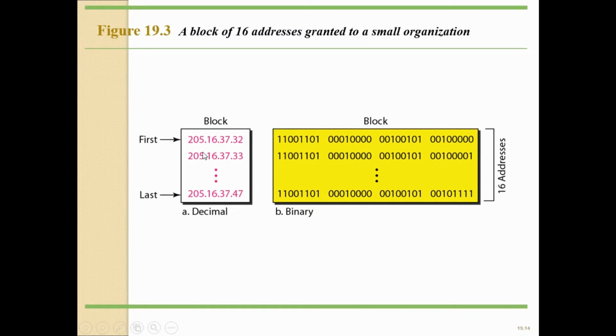Now if we move on to this block, the first address here is given as 205.16.37.32. The last address is given as 205.16.37.47. This means that this block consists of 16 addresses between .32 and .47.